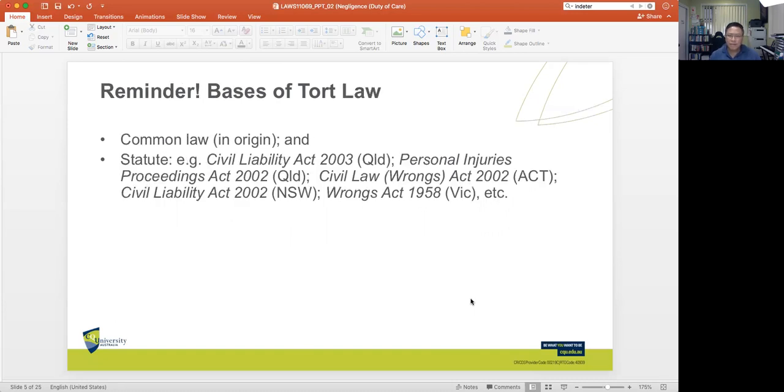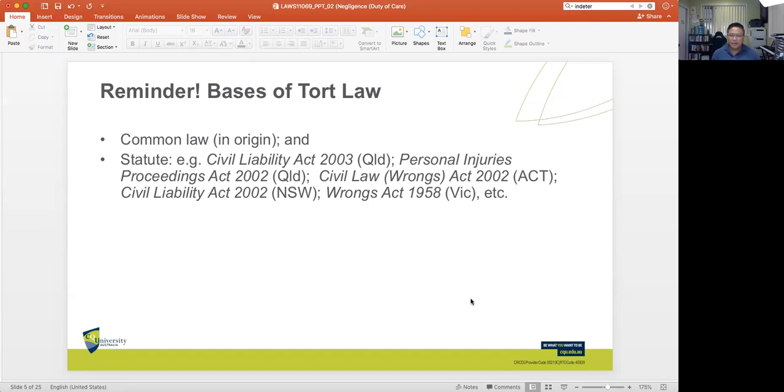Again, as a reminder, the legal basis for tort law would be common law in origin. In other words, tort law evolved mainly from decisions of the common law courts. And to a great extent, tort law, especially in Australia, has been reformed by statute or acts of parliament. An example of this would be the Civil Liability Act 2003, Queensland. There's also the Personal Injuries Proceedings Act 2002, Queensland. There's also the Civil Law Wrongs Act 2002, the ACT, and so on.